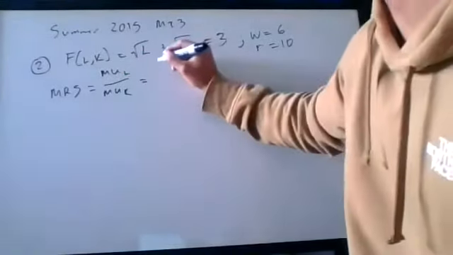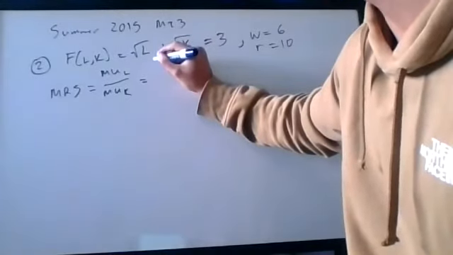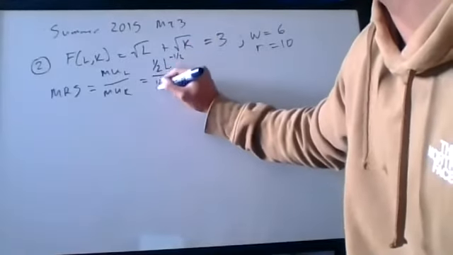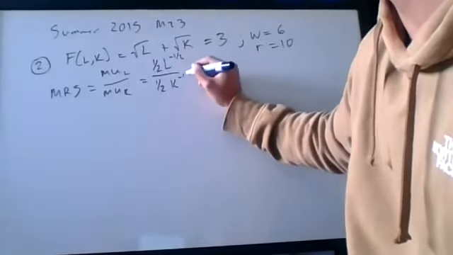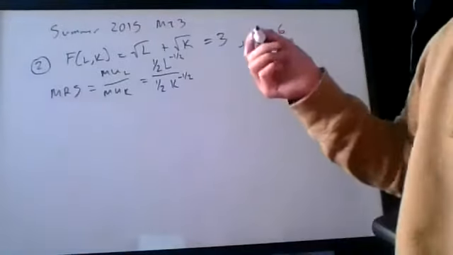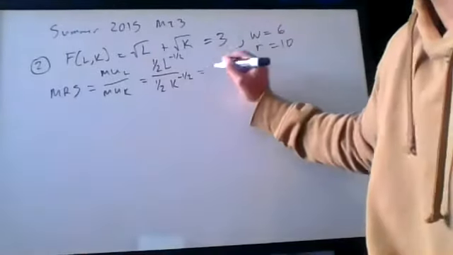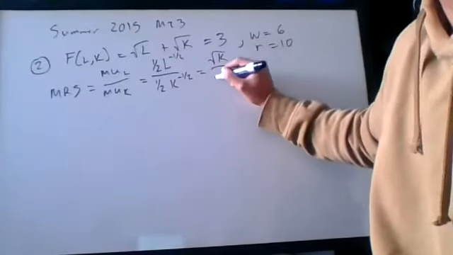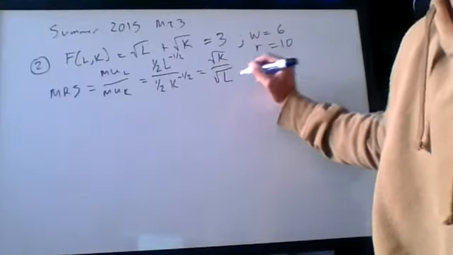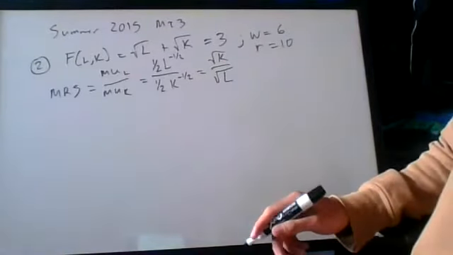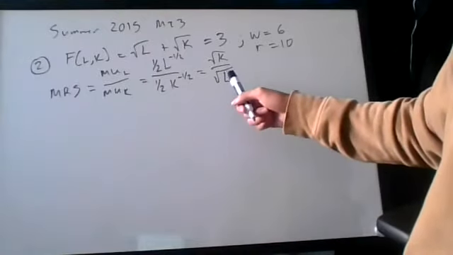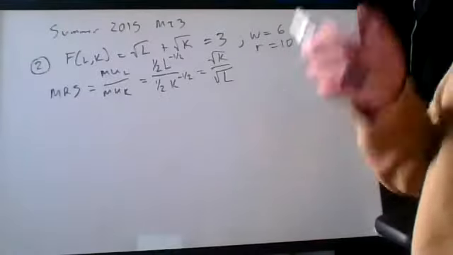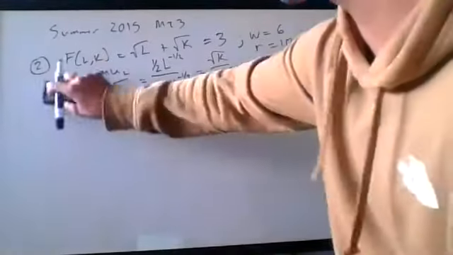This is going to be equal to 1/2 L to the negative 1/2 over 1/2 K to the negative 1/2. And so actually we might. So this is just going to be equal to the square root of K over the square root of labor. And so we do actually have DMRS. So as L increases or as K decreases, we have, technically this is the TRS.